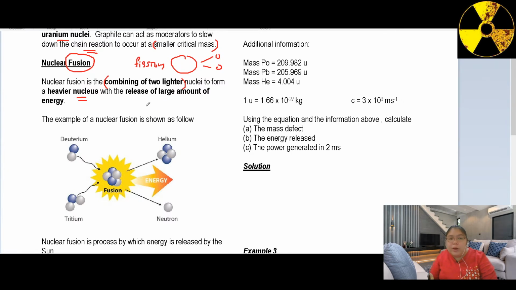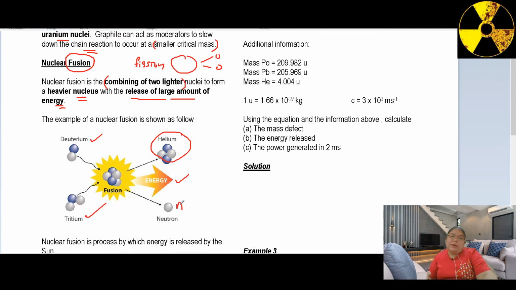This one they want to combine the two lighter ones. Okay, after that they become the heavier nucleus. After that they also release a large amount of energy. So from here you see an example for deuterium and tritium. They do the nuclear fusion. After that they produce a heavier one, helium. Okay, a large amount of energy also comes out, and also one neutron. So one neutron comes out.